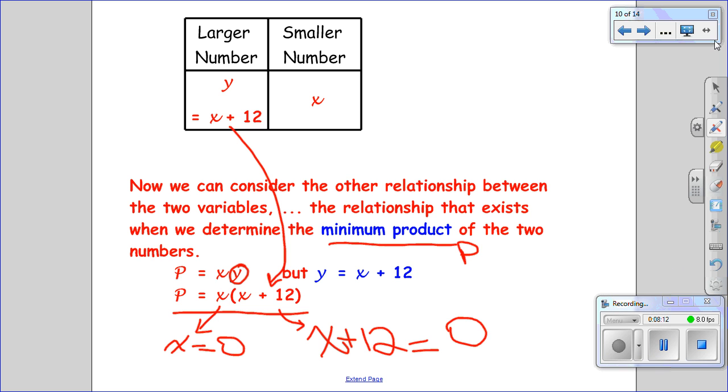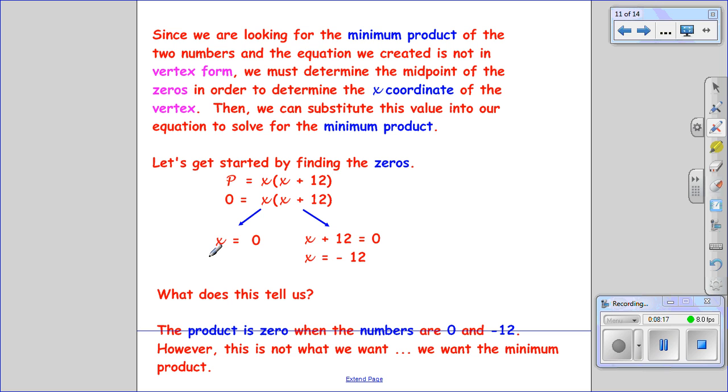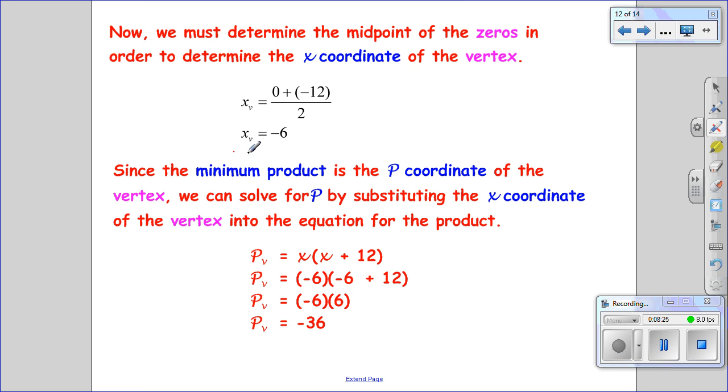I can use them to find the x coordinate of my vertex by adding up the two zeros and dividing by 2. So I can take x equals 0 and x equals negative 12 and divide by 2. So I end up with the x coordinate of my vertex is negative 6. Now the minimum product would be the p coordinate of the vertex. So if I just substitute negative 6 into the equation, everywhere I see x, I can solve for the p coordinate of the vertex, which would represent the minimum product. And I end up with a minimum product of negative 36.